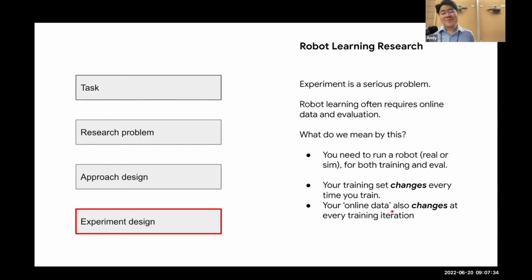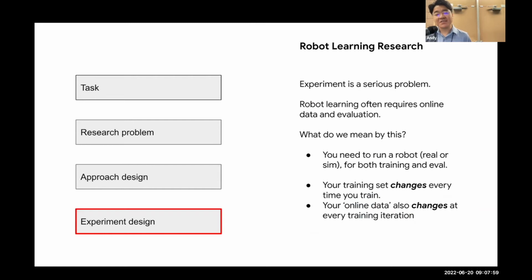But when it comes to experiment design, it's the opposite. When I was talking about computer vision, experiment design was the easiest. Somebody already did this for you, and you just had to follow. But here in robotics, this becomes a serious problem, essentially echoing what Pete also presented. Robot learning often requires online data and evaluation by its nature.